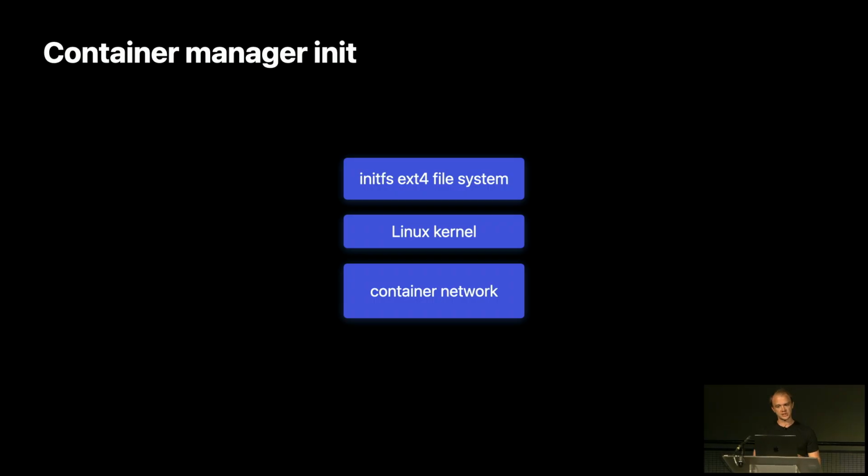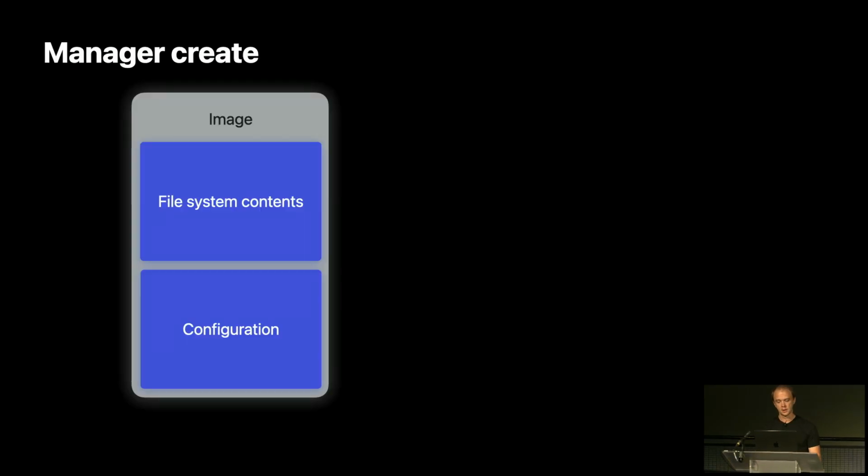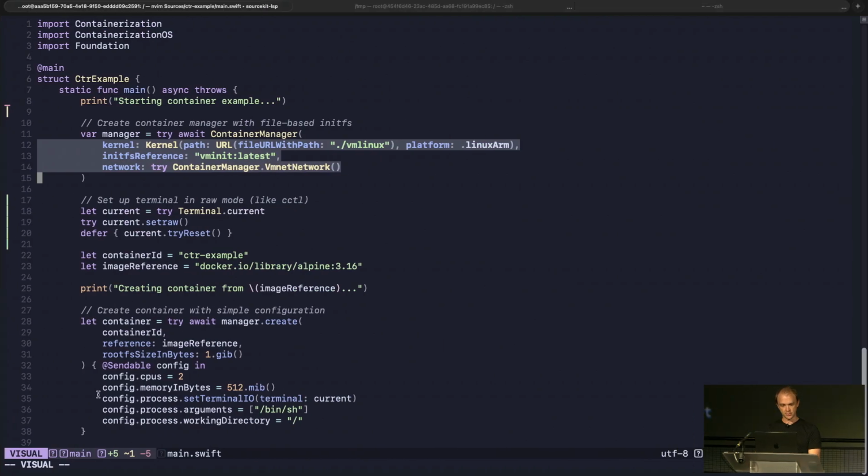So after initialization, we have these 3 things. Nothing is happening at this point. We're just making sure that we have the kernel locally, we have vminitd locally, so we're ready when we want to start creating containers. The next bit is we're actually going to do a manager create.